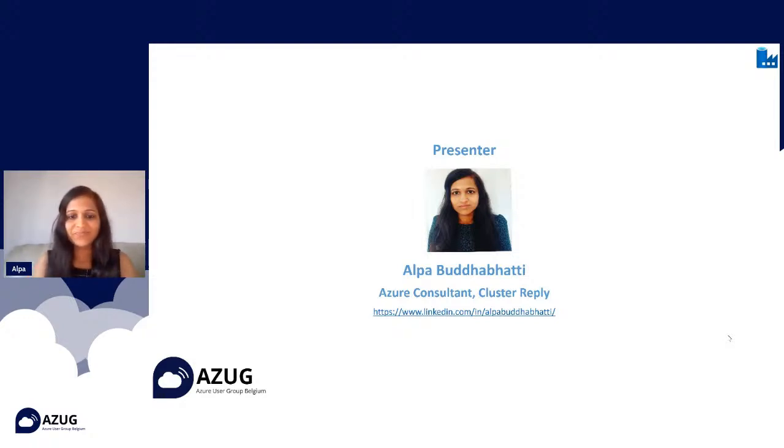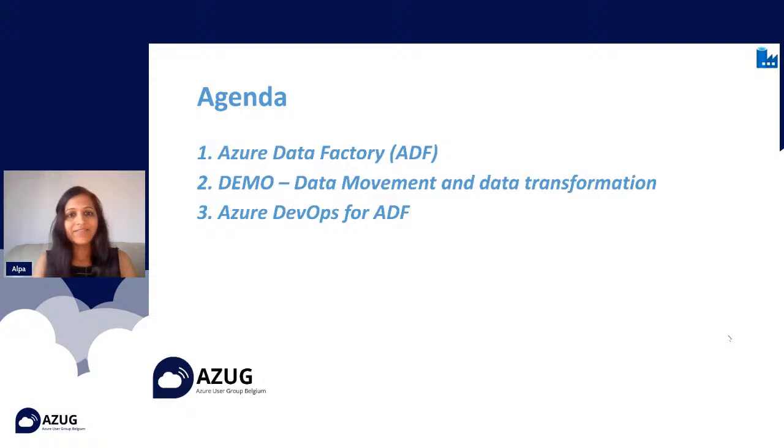So let's start with today's agenda. Today's agenda is divided into three main parts. In the first part, I'm going to give you an overview of Azure Data Factory. In the next part, I'm going to provide you a small case study which will show you how to move and transfer data. And in the third part, I'm going to give you an overview of DevOps for ADF, which is very quick and very simple.